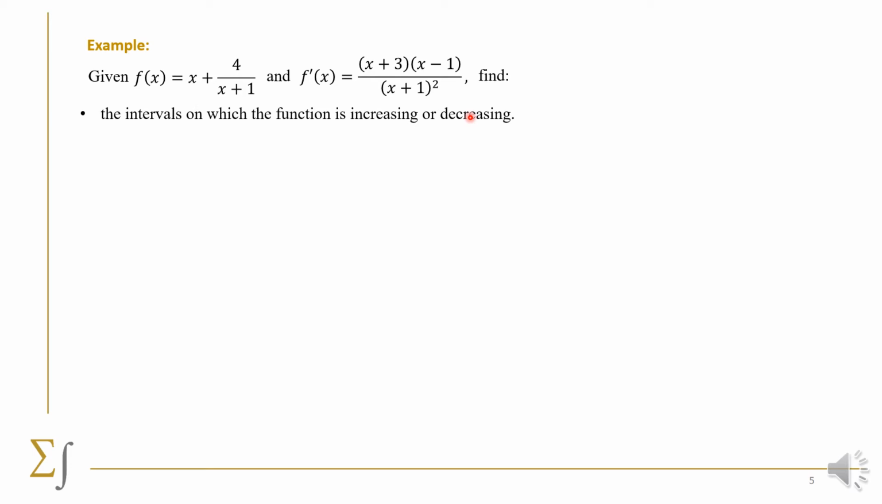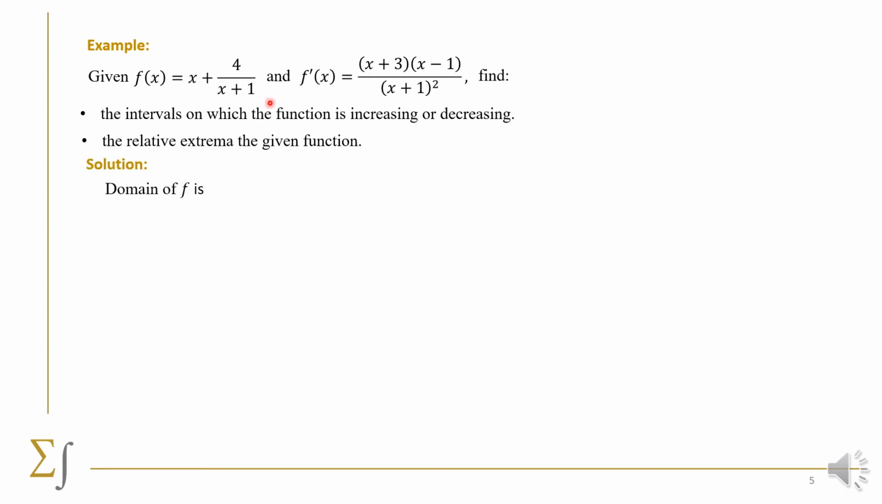Okay, everyone, together we see this example. We have f of x is equal to x plus 4 over x plus 1, and we will give you also the first derivative, which you can easily find. We give you f prime is equal to x plus 3 multiplied by x minus 1 all over x plus 1 all squared. And we're asking you to find the intervals on which the function is increasing or decreasing and the relative extrema of the given function.